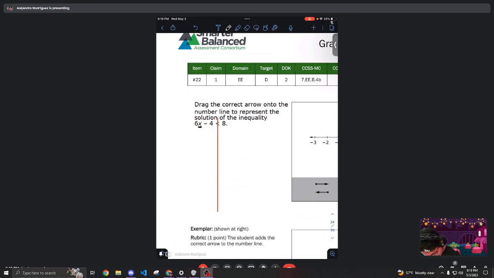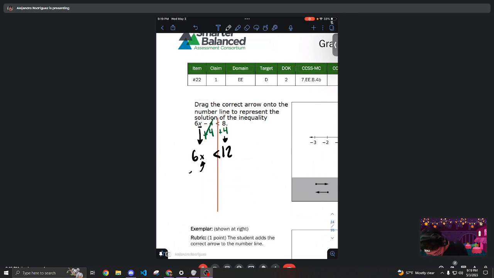Let's start off with the negative 4. By doing the opposite, I'm going to add 4 to both sides. Negative 4 plus 4 disappears. And I'm going to get 6x is less than 8 plus 4 is 12. All right. And if I look at the inequality again, my x is still not by itself.